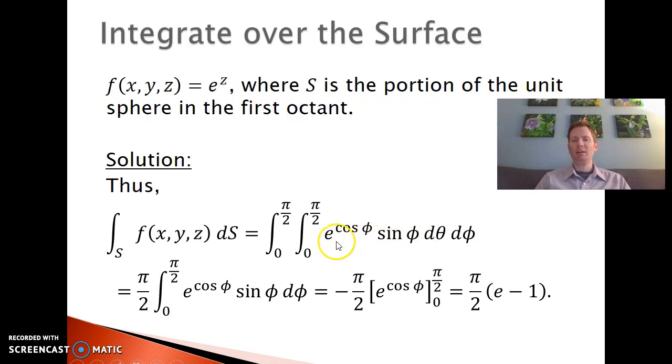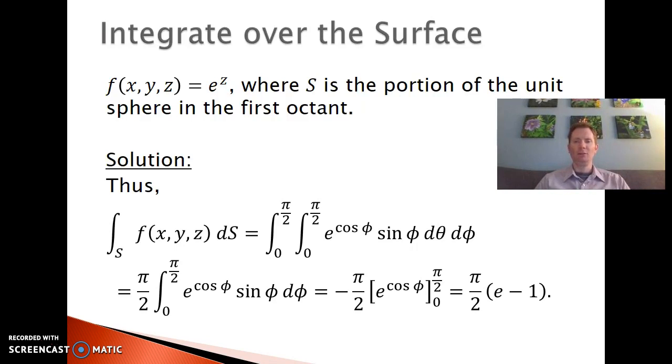Integrating with respect to theta is very easy on this one to begin with, because there are no thetas. So this is a constant with respect to theta, and we get this integral. Lastly, we have to integrate with respect to phi, and that's a simple u substitution where you let u be cosine phi, and du is negative sine phi. So insert a negative inside the integrand and one on the outside of the integrand. We get this expression, plug in our values, and we get pi over 2 times e minus 1.